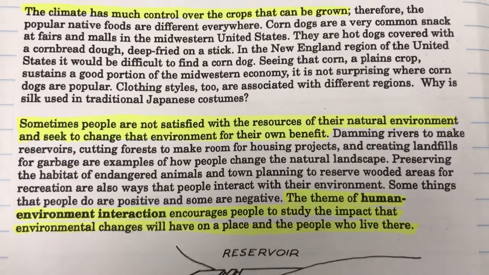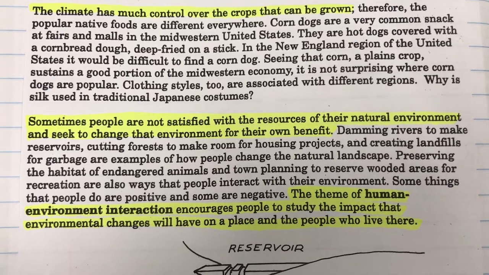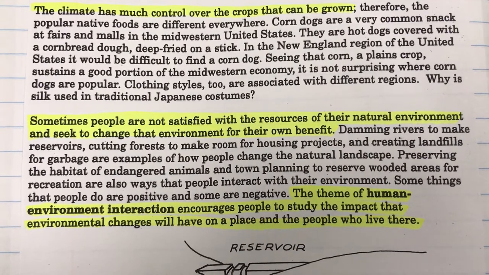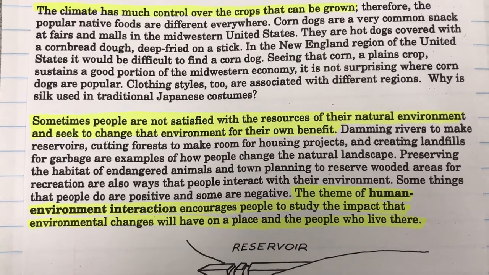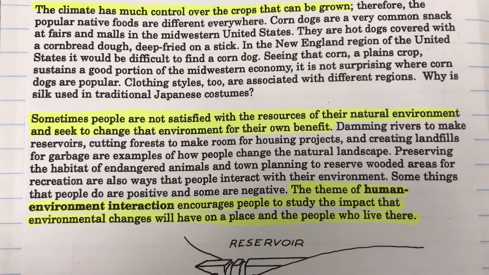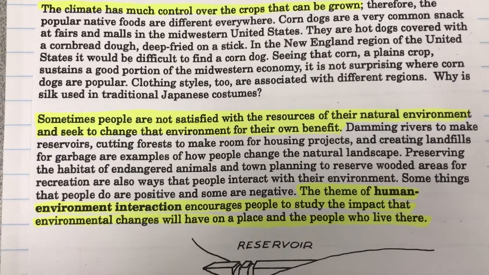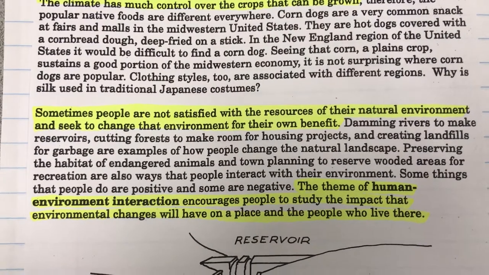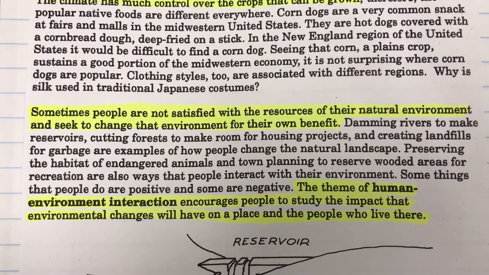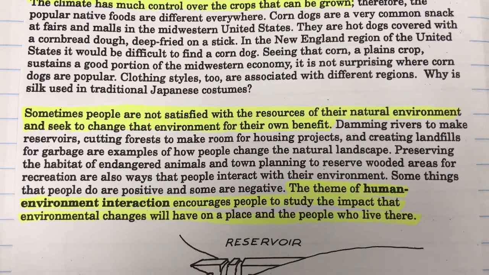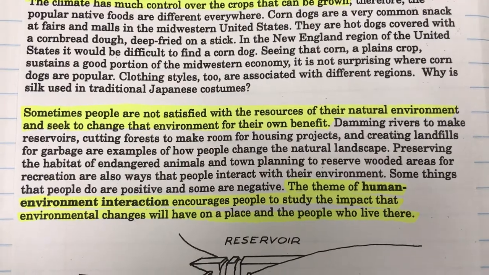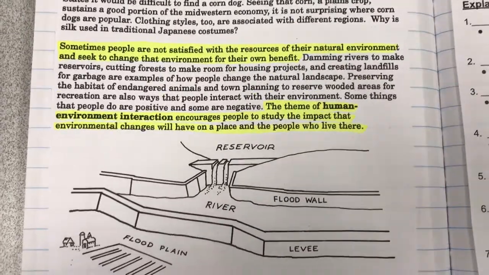Wow, it sounds like humans do a great job of taking care of the earth. Preserving the habitat of endangered animals and town planning to reserve wooded areas for recreation are also ways that people interact with the environment, so they can be positive ways too. Some things that people do are positive and some are negative. The theme of human environment interaction encourages people to study the impact that environmental changes will have on a place and the people who live there. So go ahead and highlight that last part too.